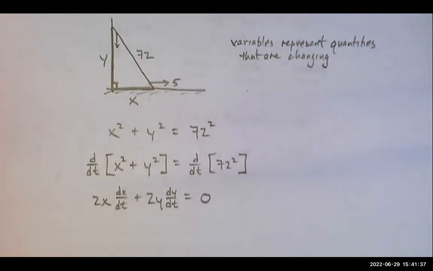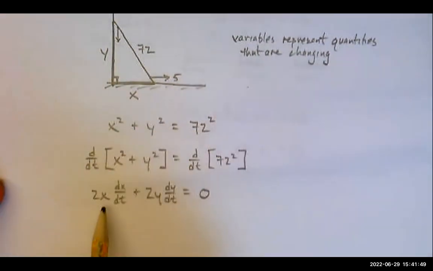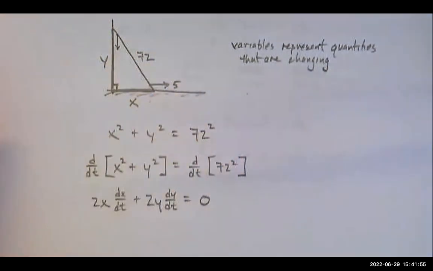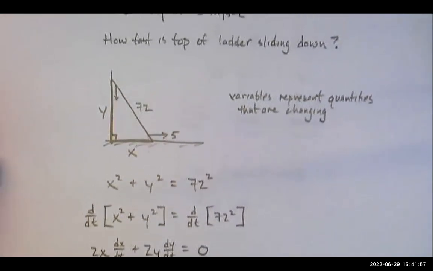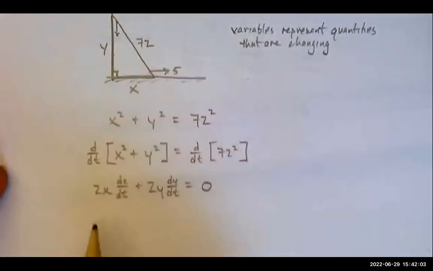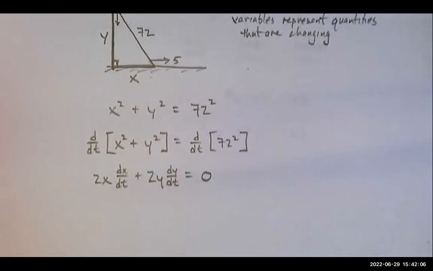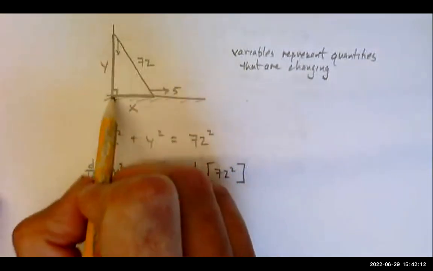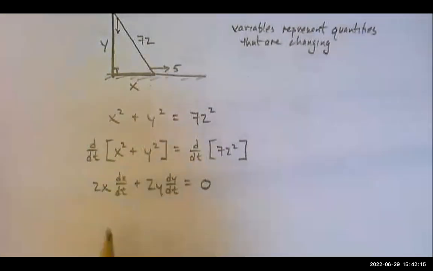Now you might think, all right, we've got this derivative equation. What is that telling us about this situation? X and y would represent the lengths at any given moment. So if we wanted to figure out what's happening at the exact moment when the base is 36 inches away, we could plug in the 36 there. The y, right? We need to know the y value at that same moment. And we need to say, okay, what are the rates of change going on?